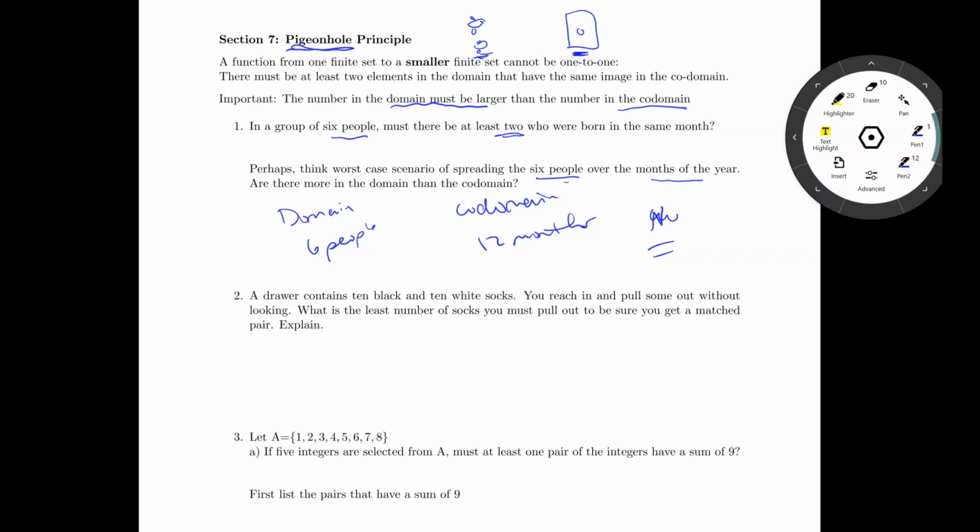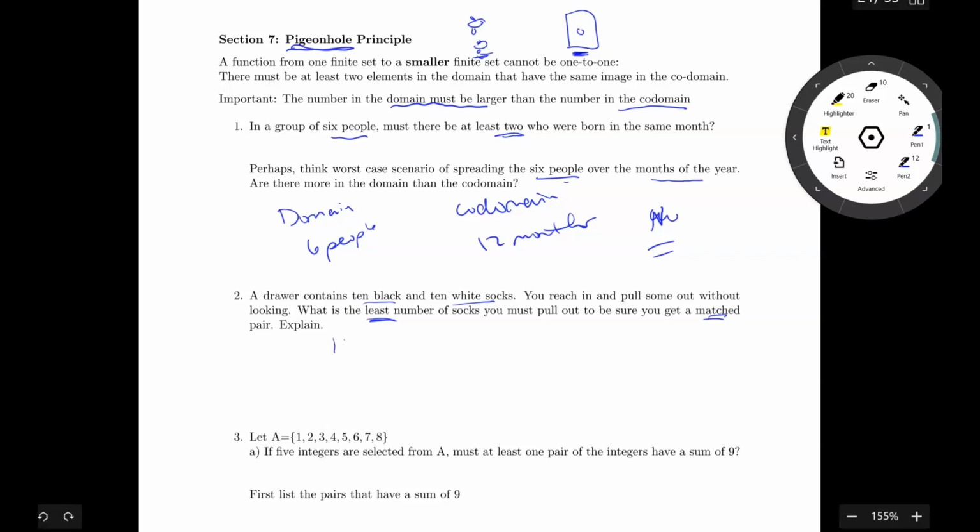Okay, here we go. A little bit of a difference. I'm just going to build up in difficulty here. So you've got 10 black socks and 10 white socks in a drawer. And you reach in, you pull something out. They're not folded, so you have to pull something out. What's the least number of socks you've got to pull out in order to make sure that you get a matched pair?